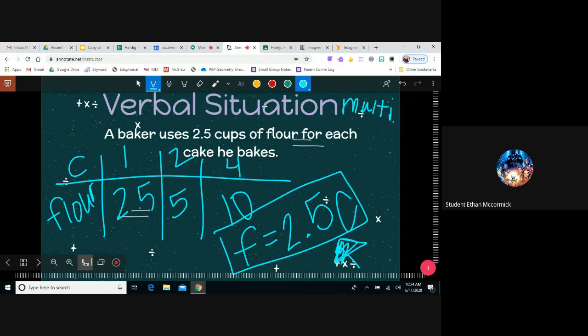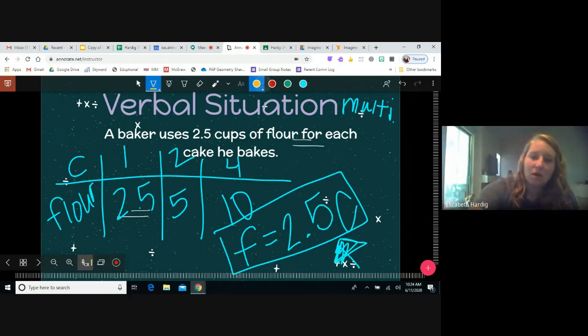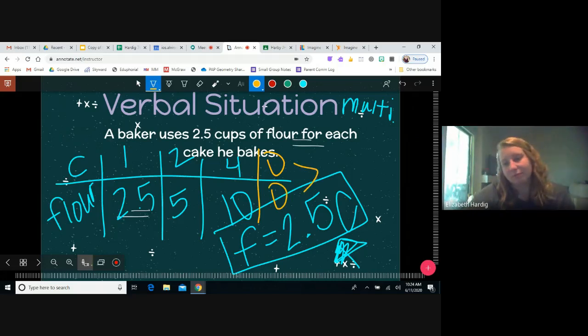So then this would be multiplicative, which means it's also division, because multiplication and division. Okay. If I make 0 cakes, how much flour do I need? 0.